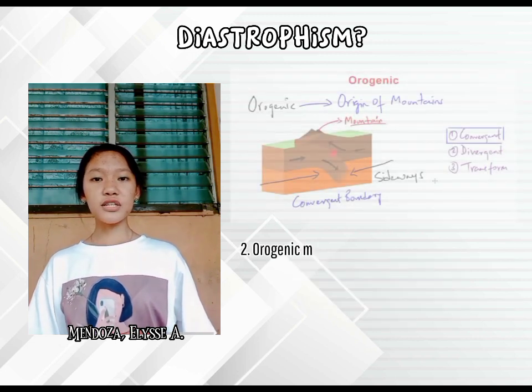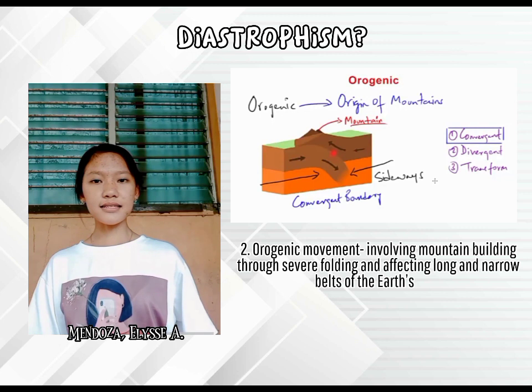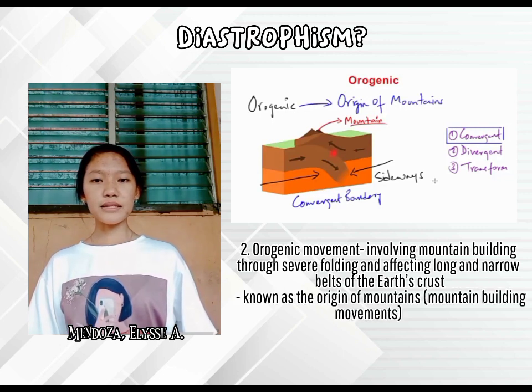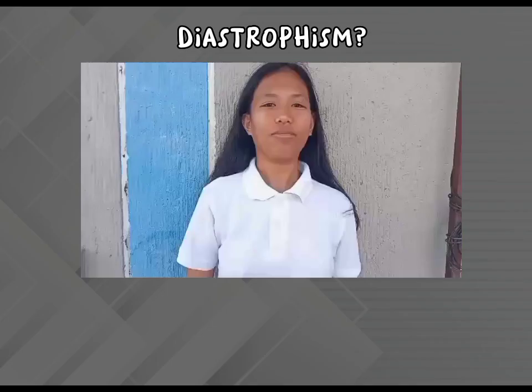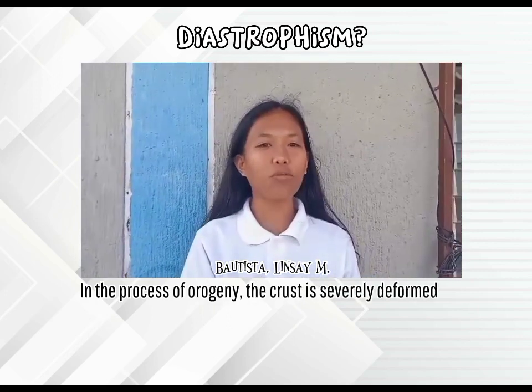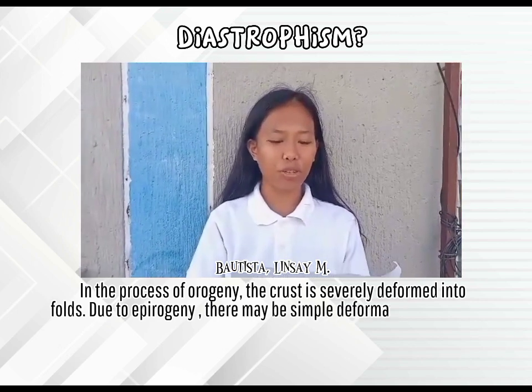The second one is the orogenic movement, involving mountain building through severe folding and affecting long and narrow belts of the Earth's crust. Known as the origin of the mountains or mountain building movements, it has sideways or horizontal movements. In the process of orogeny, the crust is severely deformed into folds. Due to orogeny, there may be simple deformation.